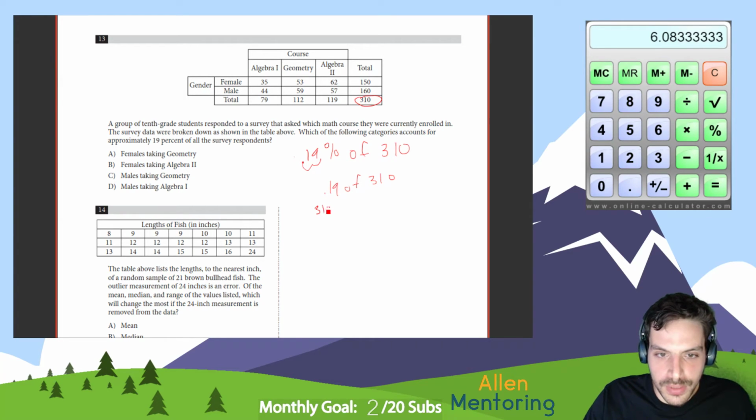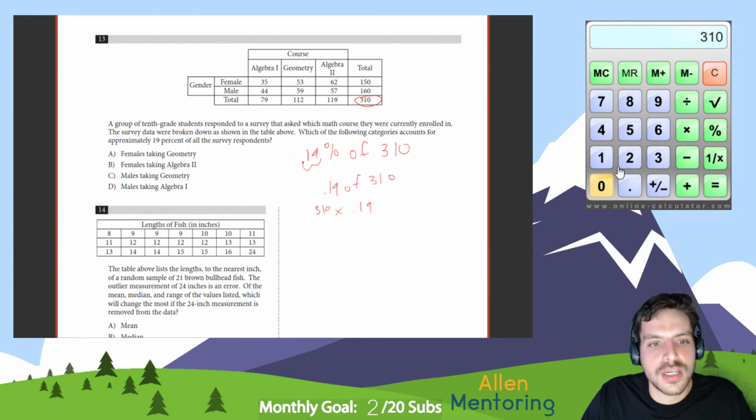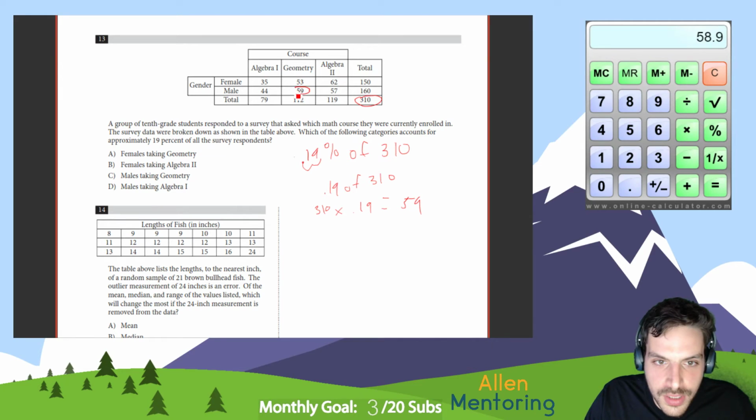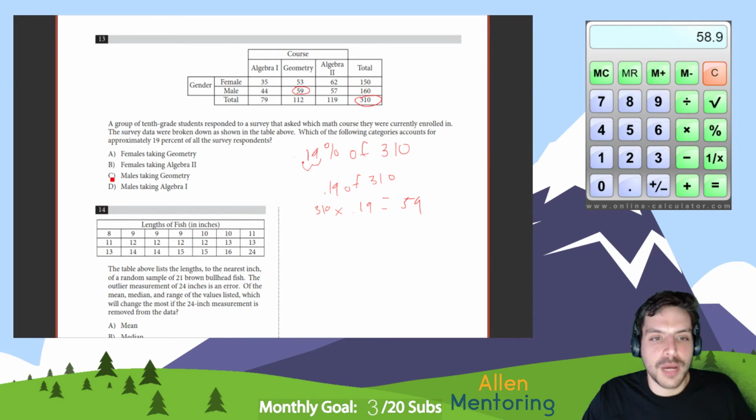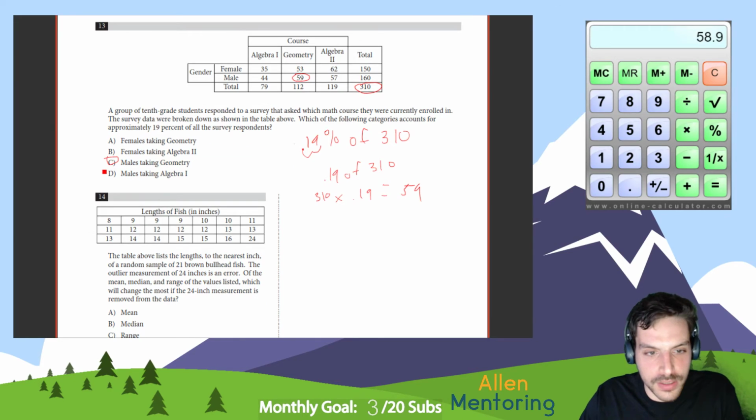So we want to do 310 times 0.19. Let's go to the handy dandy calculator. 310 times 0.19 is about 58.9. Right, so it's about 59. And so we see 59 is right dead center here. So in our case, it's males taking geometry that accounts for about 19% of all of our respondents.